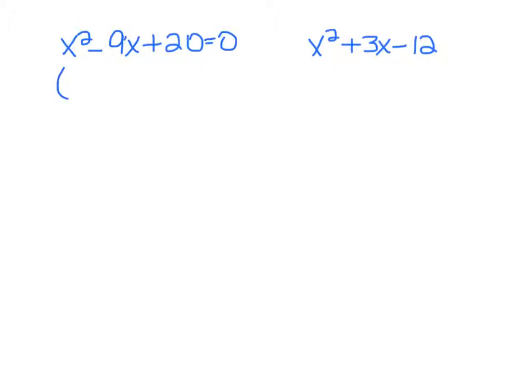We are going to set up our factoring parentheses here. How do we get x squared? We go x times x. The factors of 20 that add to give you 9 would be 4.